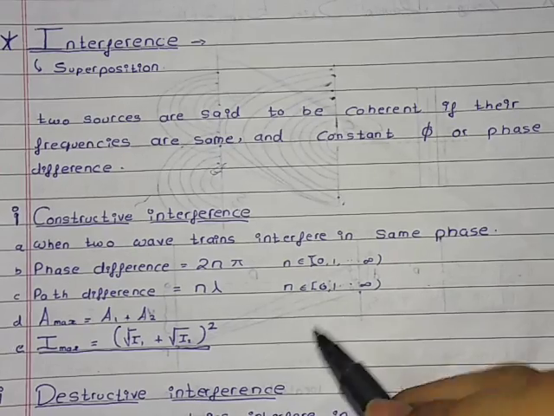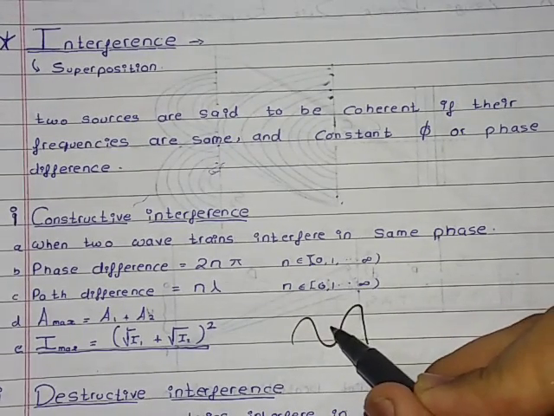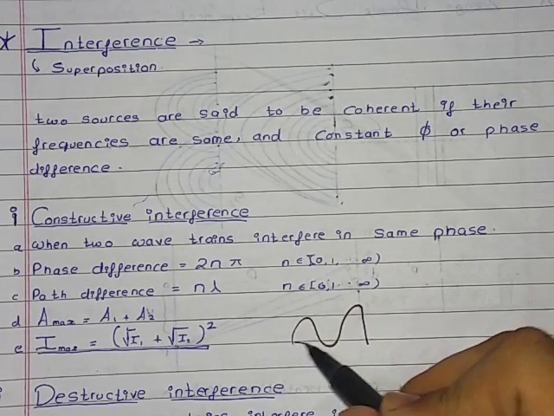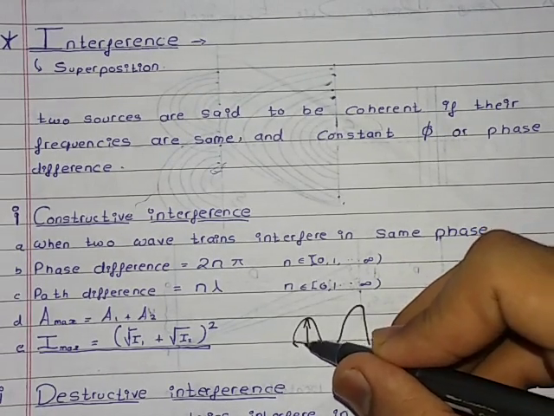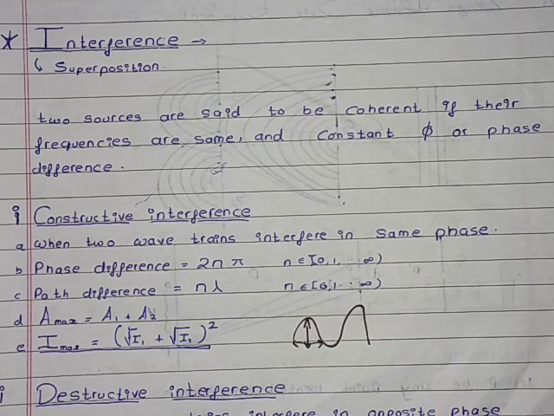Now, what is a wave? A wave is something like this, and this is the amplitude. So the maximum amplitude, no, this is the amplitude, I'm sorry. The maximum amplitude would be a1 plus a2 if the two amplitudes are given. If the two amplitudes are given, then the maximum is a1 plus a2, and if the two intensities are given, then it is under root of I1 plus under root of I2, the whole square.